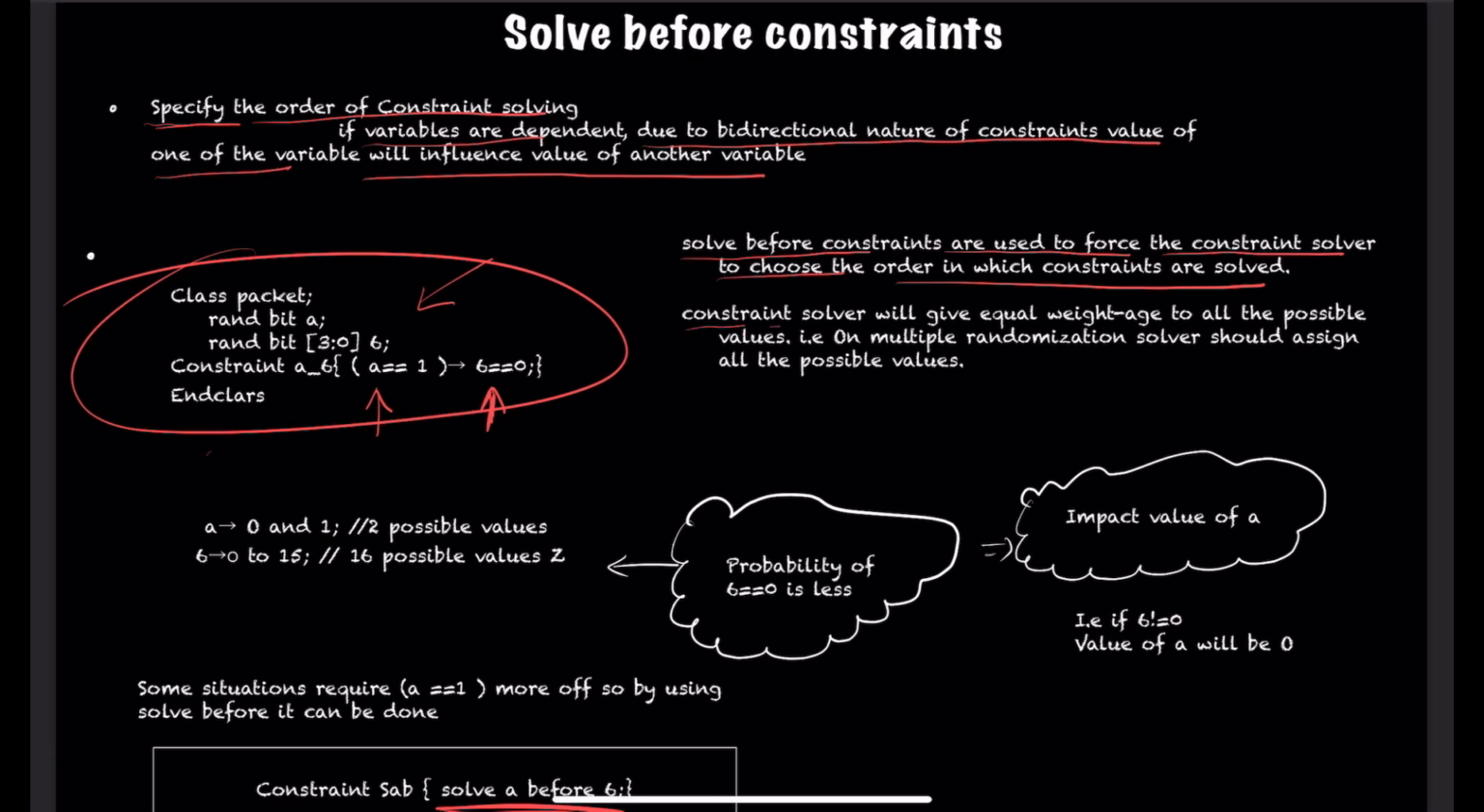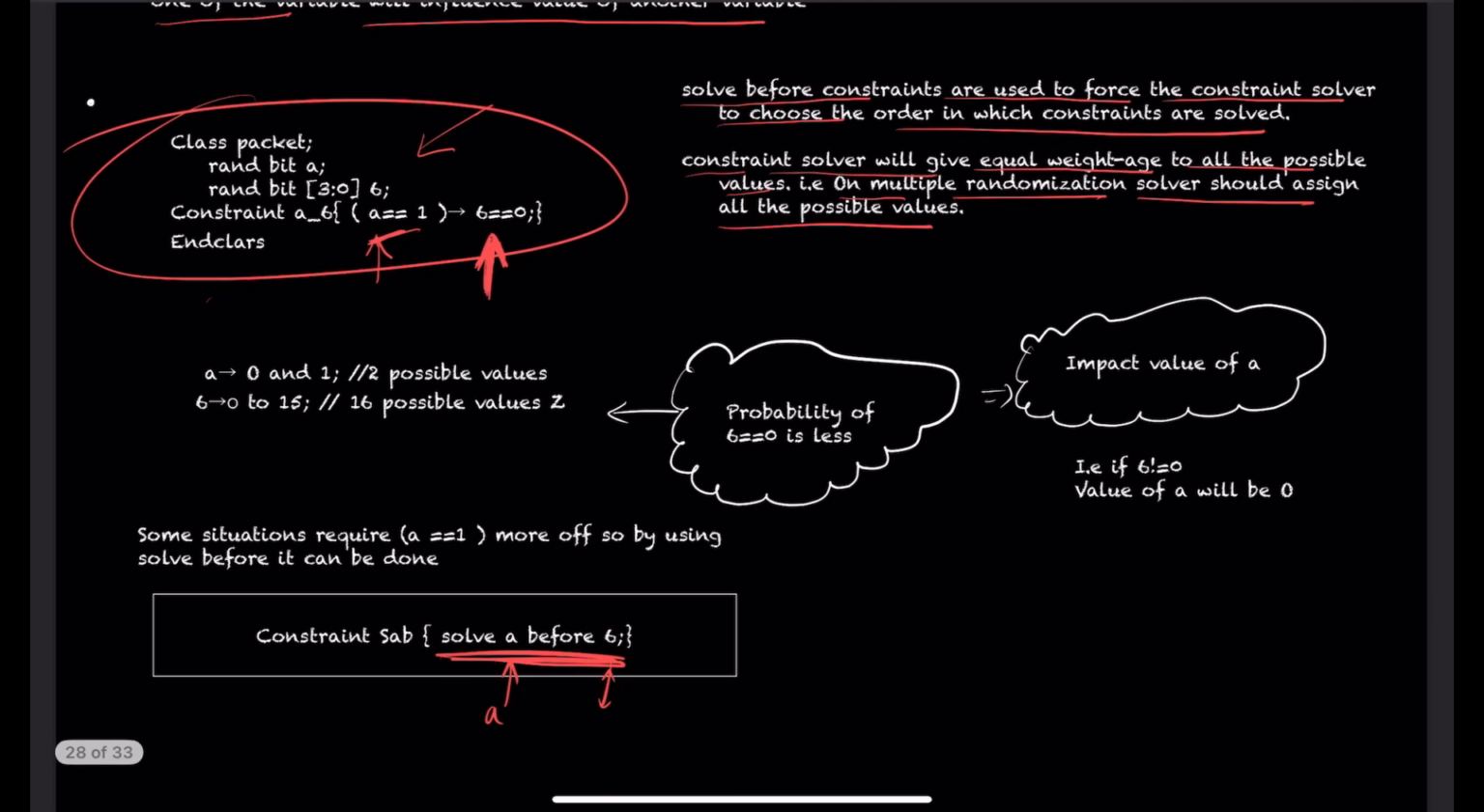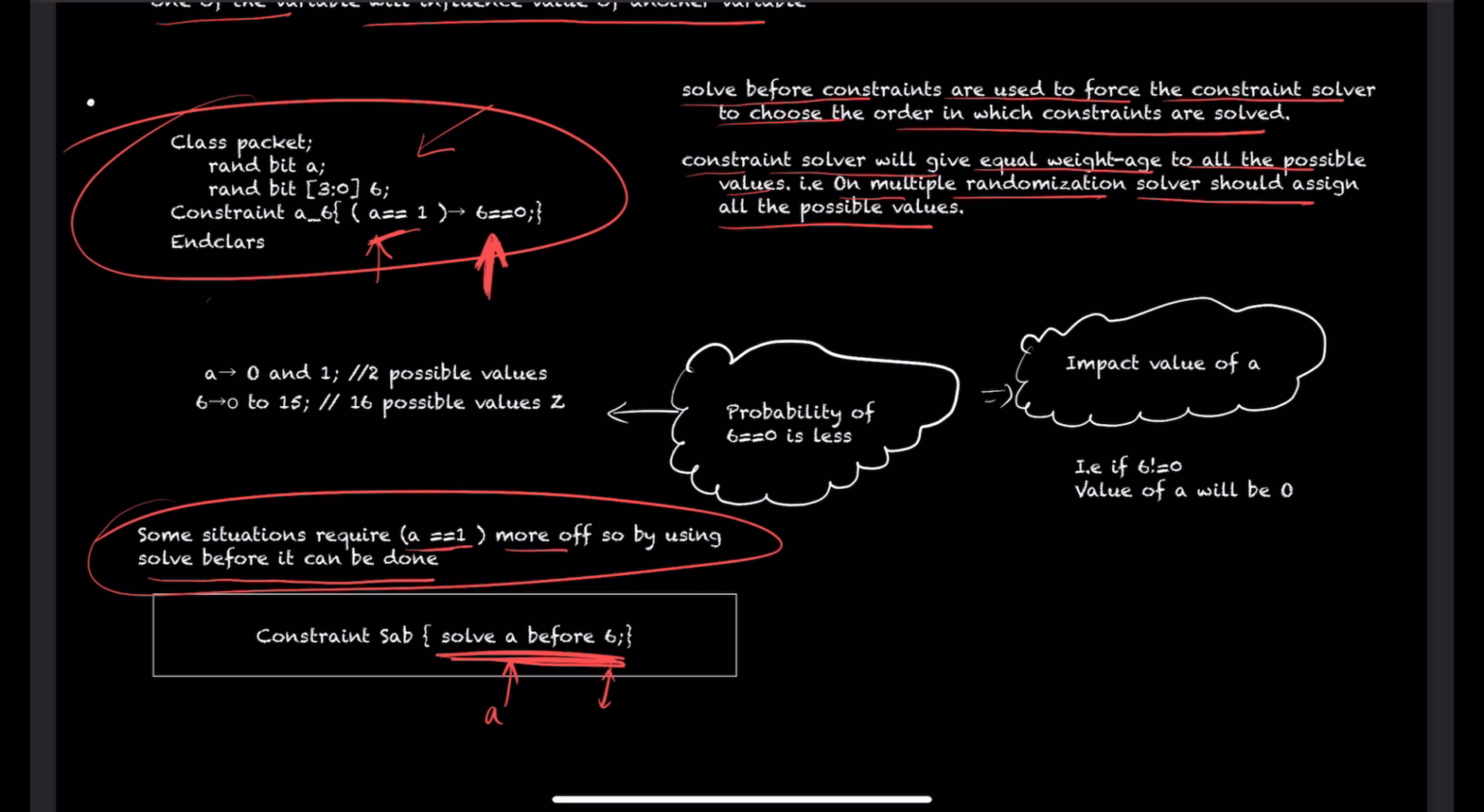Now what will the constraint solver do? The constraint solver will give equal weightage to all the possible values. That's why, as the constraint solver gives equal weightage to all possible values, the occurrences of A equal to 1 got reduced, right? This is the reason we have to use solve before. On multiple randomizations, the solver should assign all possible values. In some situations, we require A equal to 1 more often, so by using solve before constraints it can be done, and we have seen that in an example.